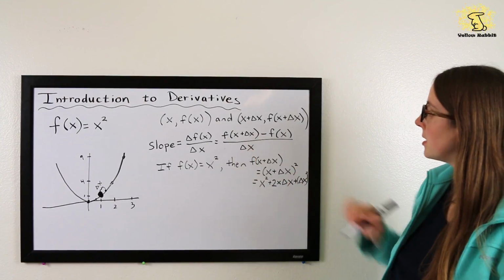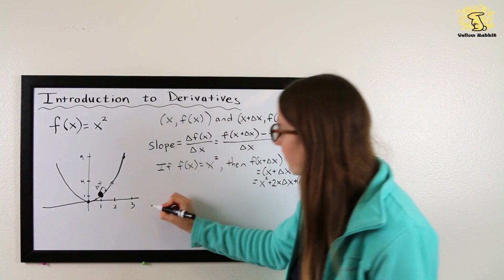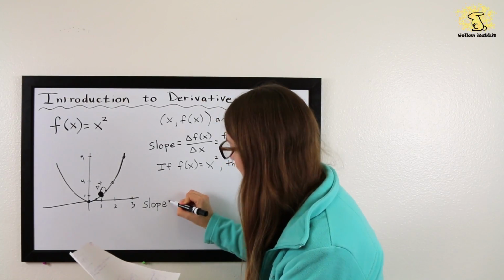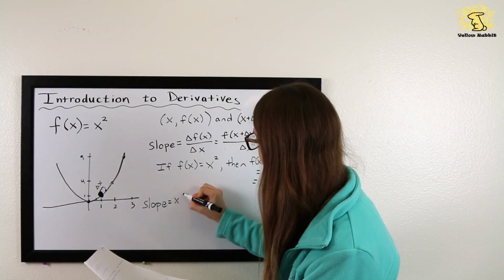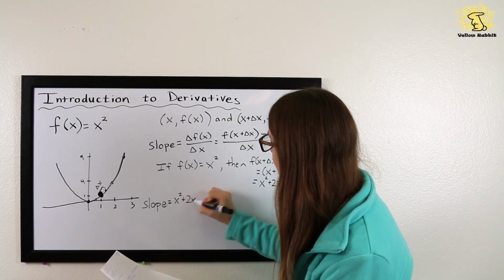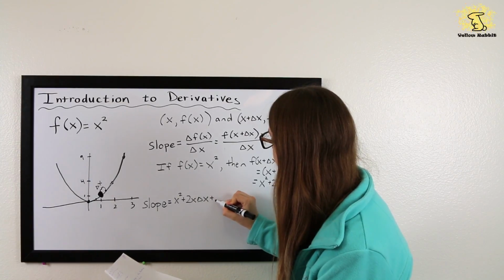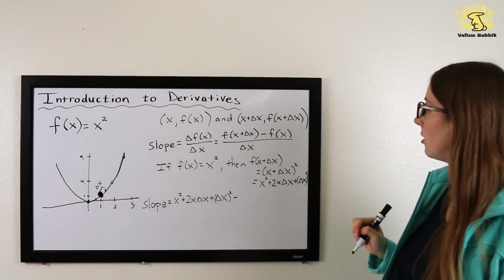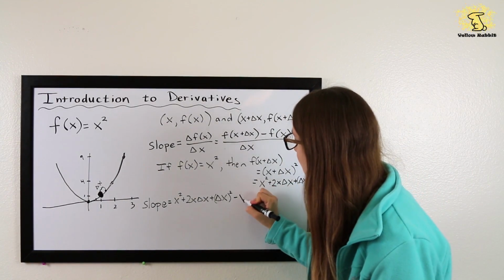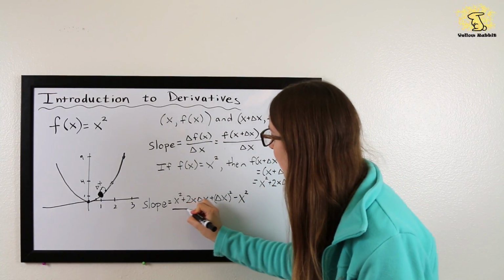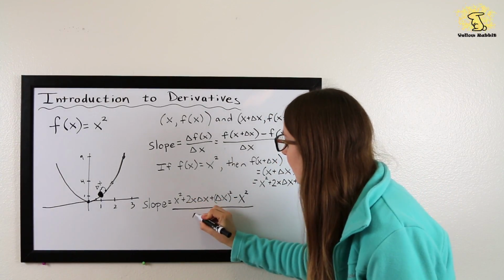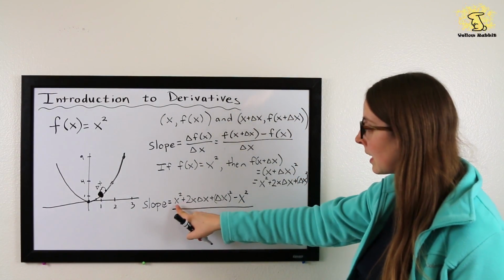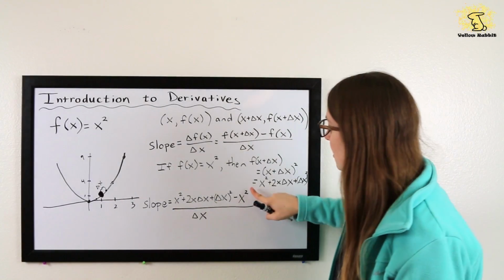Alright, so let's go back and substitute these into our slope equation. We now get slope equals x squared plus 2x delta x plus delta x squared minus the original f of x, which is simply x squared, all divided by delta x. What simplifies down here? Well, first of all, I can cancel the x squared and minus x squared in the numerator.